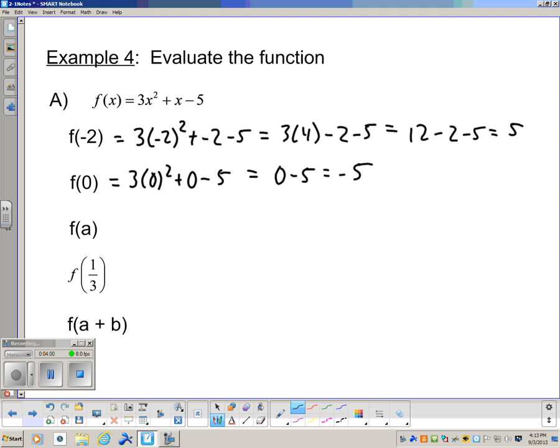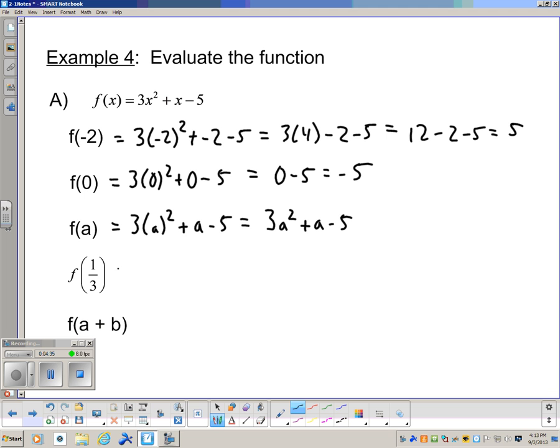Now sometimes we don't have actual numbers we have to plug in there. We have a variable. So this one they tell us just to replace the a. Take the a and plug it in there for the x. So I'm going to substitute the a in there for the x's. So I get 3 times a squared plus a minus 5. And now I'm just going to clean this up a little bit. 3a squared plus a minus 5. So notice it looks almost identical to the original problem up there, except the original problem there had x's in it and we have a's in it.